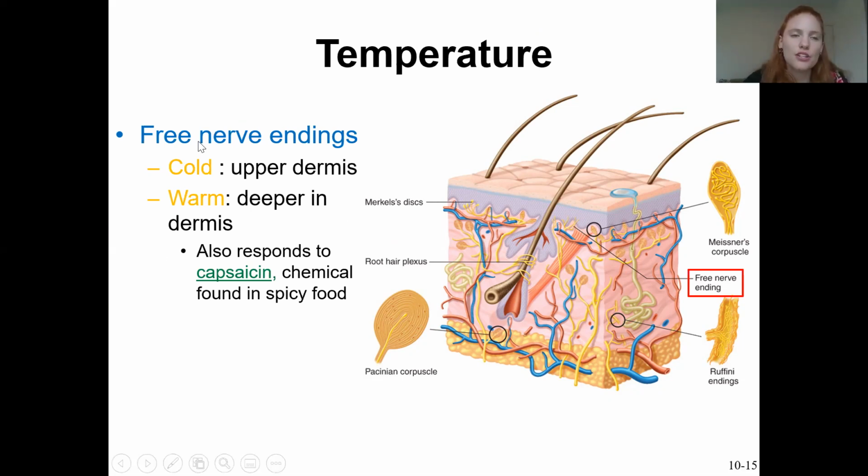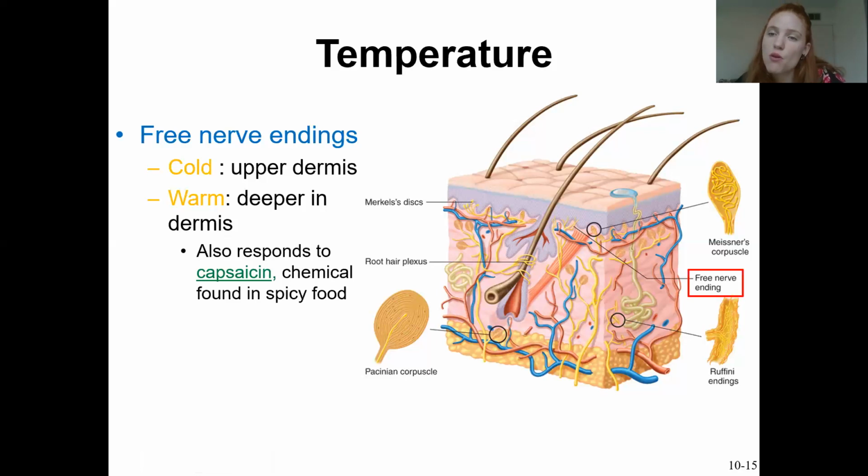The other thing I'd like you to understand is the cold receptors are found in the upper dermis, and the warm receptors are found further down in the dermis. So which of these 2 do you think would be more sensitive, cold or warm? The answer is cold. The closer you are to the surface, the more sensitive you're going to be, and that's why the sensation of cold is so much more jarring than the sensation of warm, because they are much more sensitive than warm receptors.